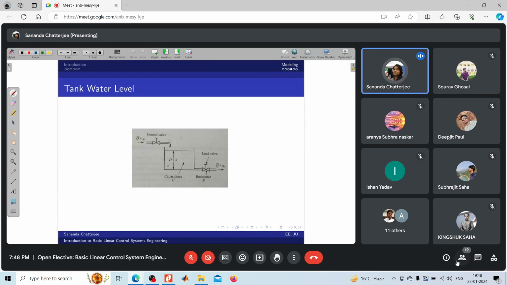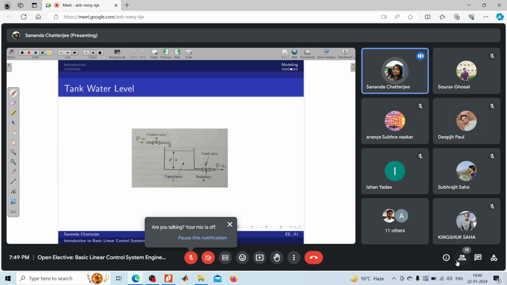This is the capacitance of the tank. If it is a tank with uniform cross sectional area, we can call it the cross sectional area. And then the water goes out through this load valve, and the resistance of the load valve is denoted with the value capital R. And this is our output flow, which is Q bar plus Qo.